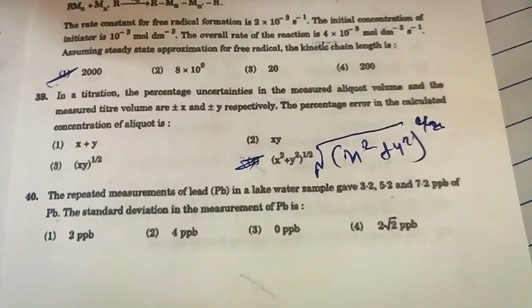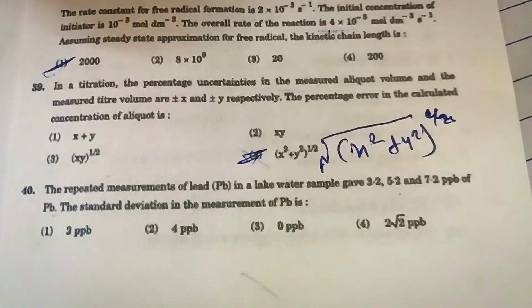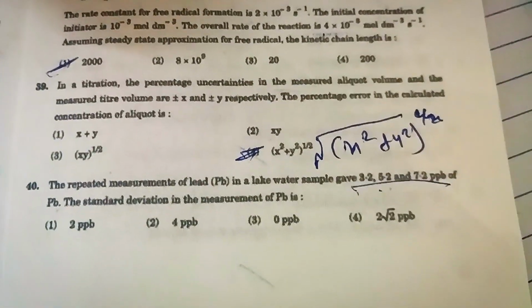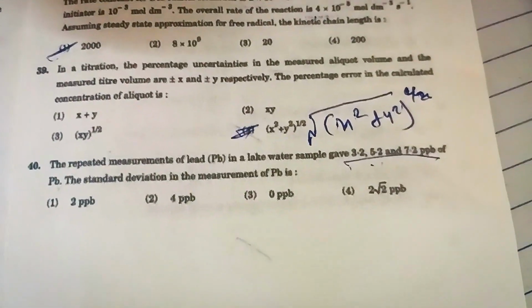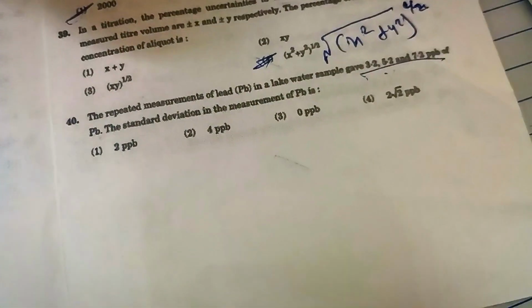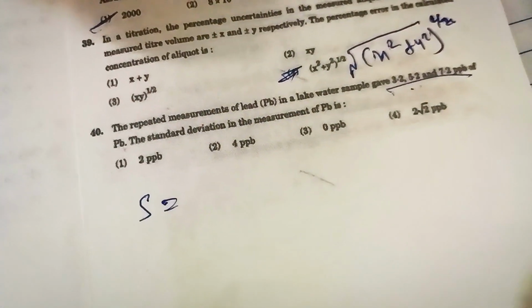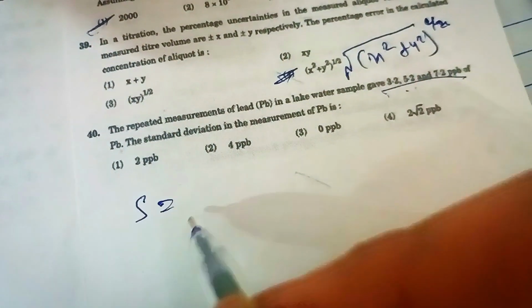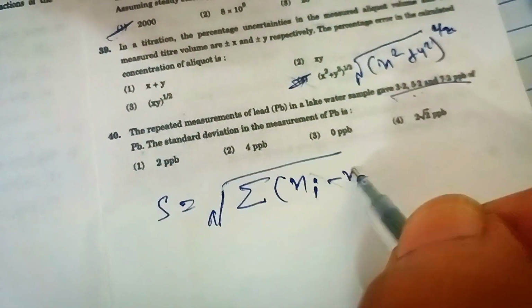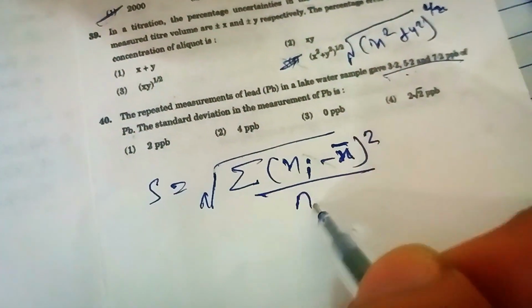Okay, the 40th question. The repeated measurements of lead in a lake water sample are given as 3.2, 5.2, 7.2, and we need the standard deviation of the measurement of Pb. First we have to calculate s, the standard deviation. The formula is the square root of the summation of (xi minus the mean) squared divided by n minus 1.